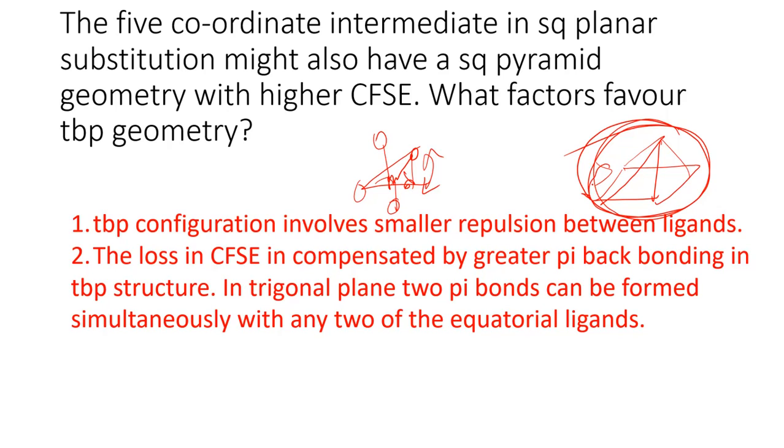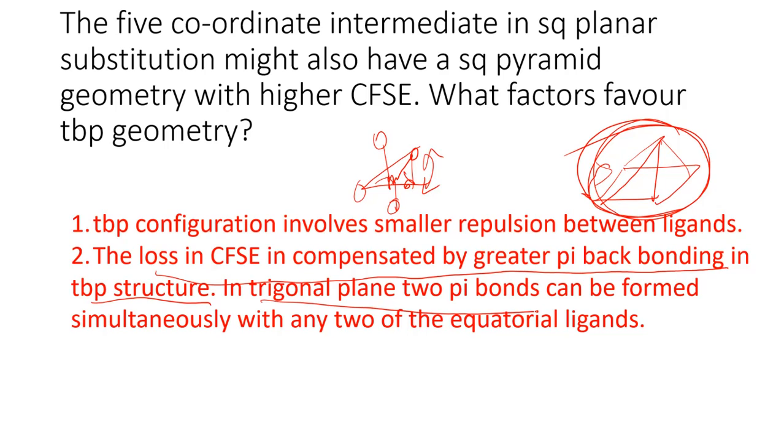And as per the question, the square pyramid geometry has the higher CFSE value, whereas the TBP geometry has a lower CFSE value. So why does it still prefer the lower-CFSE TBP geometry? Because in the case of TBP geometry, it is stabilized by an additional stabilization factor, which is metal to ligand pi bonding. Therefore the loss in CFSE is compensated by greater pi bonding in the TBP structure.